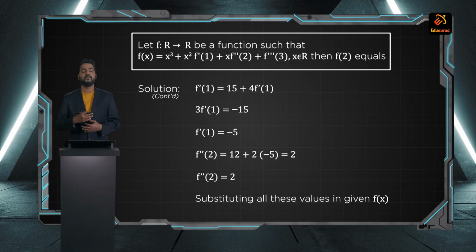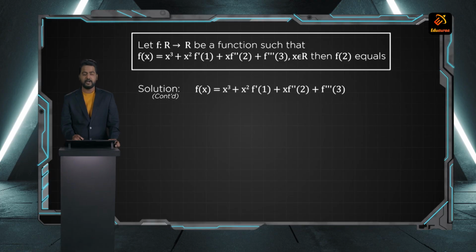Substituting all these values in the given function. The equation was: f of x is equal to x cube plus x square f dash of 1 plus x f double dash of 2 plus f triple dash of 3. Now we know all the values of f dash of 1, f double dash of 2, f triple dash of 3. So f of x will be x cube minus 5x square plus 2x plus 6.